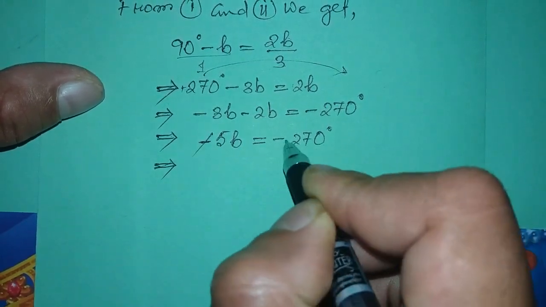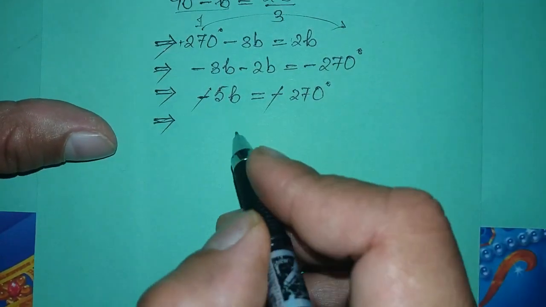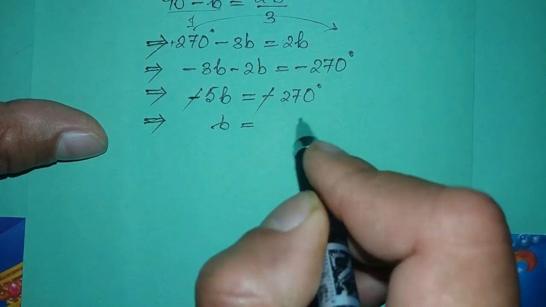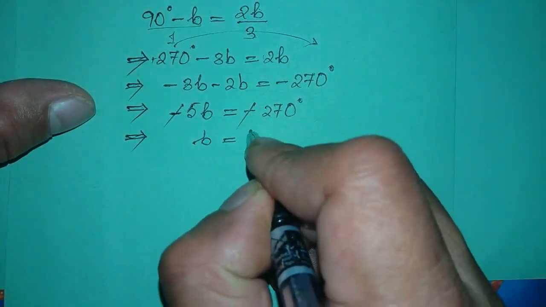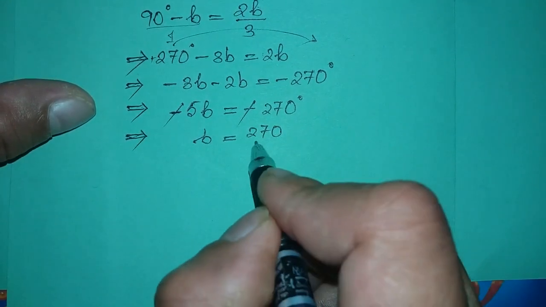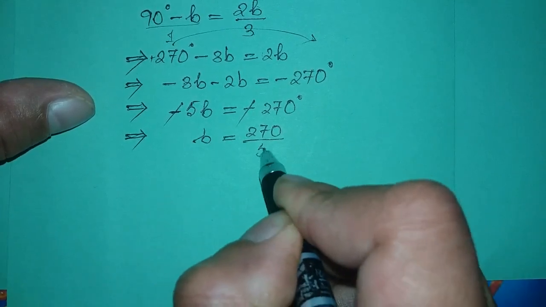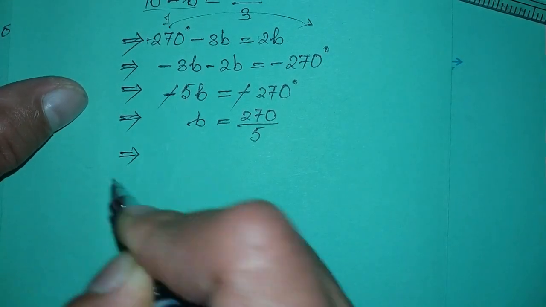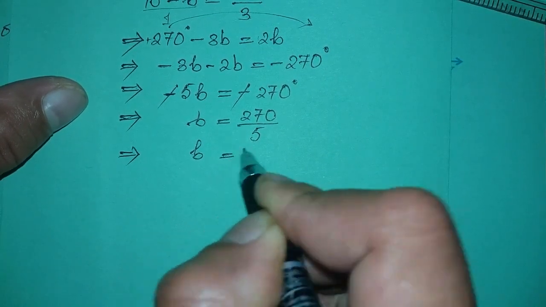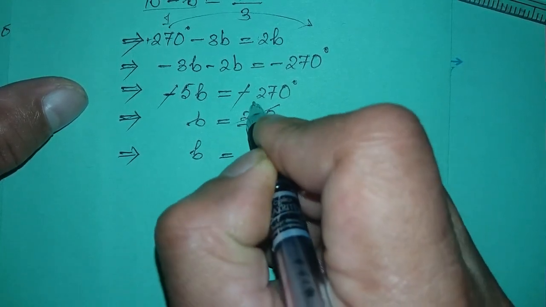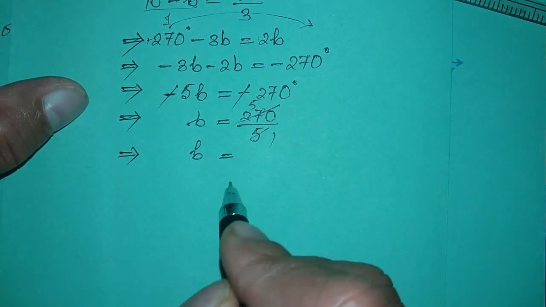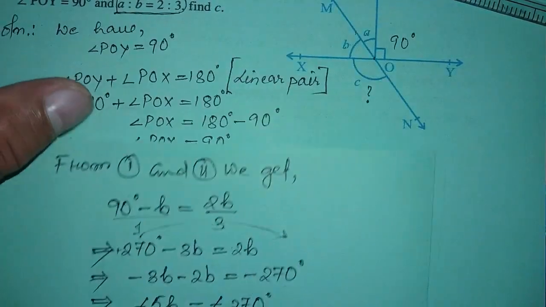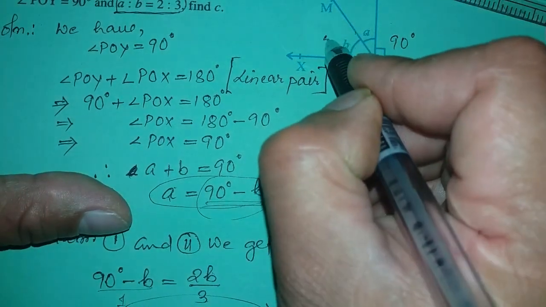Now here we can cancel this minus minus, so what we get now is B is equal to 270 degree by 5. Now we can cut this: 5 ones are 5, 5 fives are 25, 2 remainder here 4, so 54 degree. Now B is 54 degree.